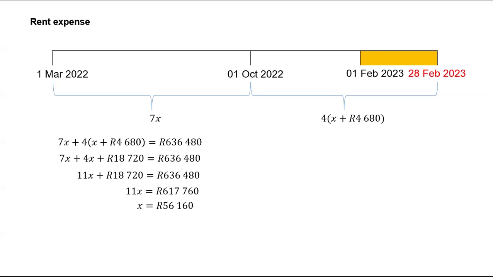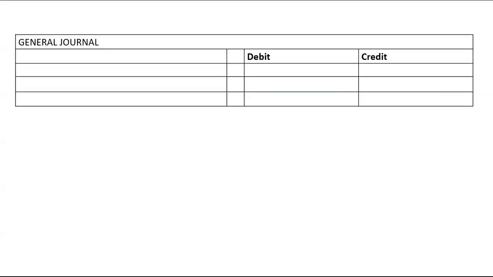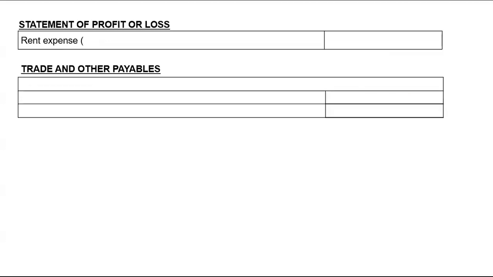To get the amount after the increase, you will add 4,680, and it'll end up giving you 60,840. That 60,840 is what we call an accrued expense. Basically, we are going to debit our rent expense and credit our accrued expense by 60,840. In our financials, from rent expense, we will increase it by 60,840, which also becomes an accrued expense, which is a liability.